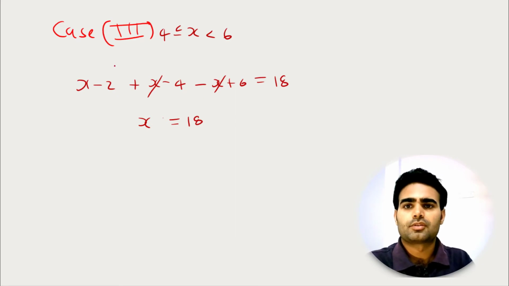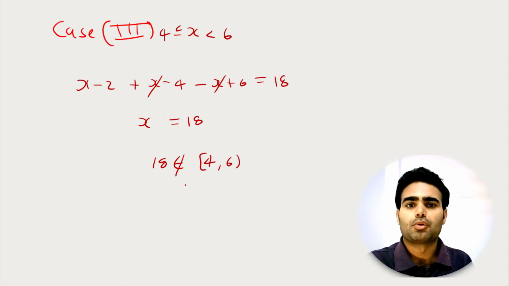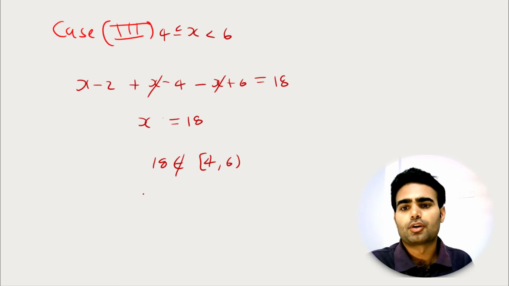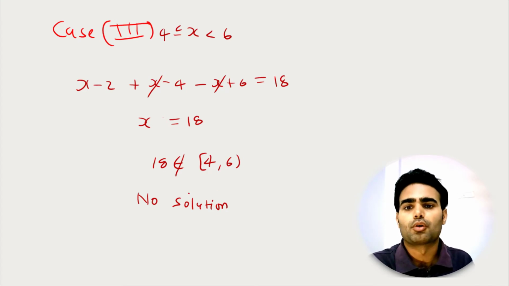Now you can check the interval. 18 is not belonging to the given interval. You can see 4 to 6 is the case, but it is not belonging here. That simply means that we got nothing. So there will be no solution because it is not belonging here. So we can say the null set will be our solution for the case. Let's say that is answer number C.